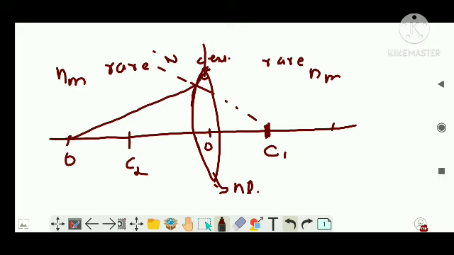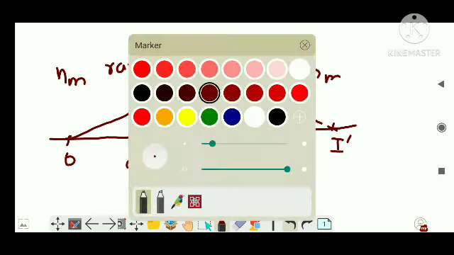So this incident ray is moving from rarer to denser, which means it moves towards the normal. If this mirror was not there, it would have moved like this, so it has to be deviated and move towards the normal. Let's say it is bent like this, and I'm extending that point to this point. Let's say this is the image formed. Clear? So this I dash is the image of which surface? Of the first surface, guys. Clear?